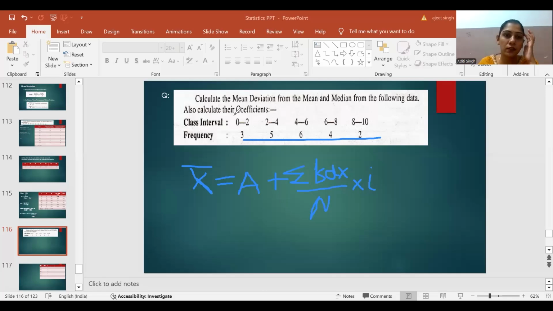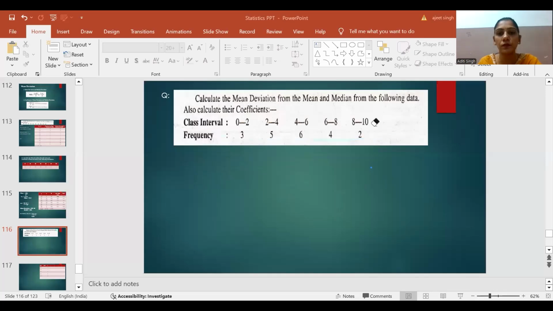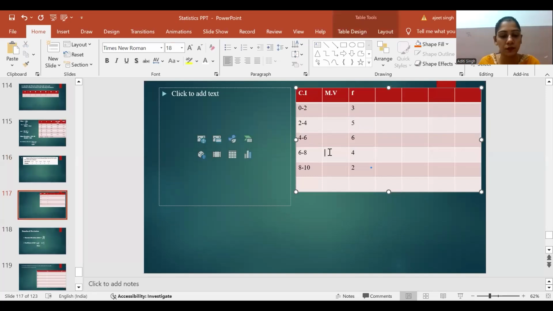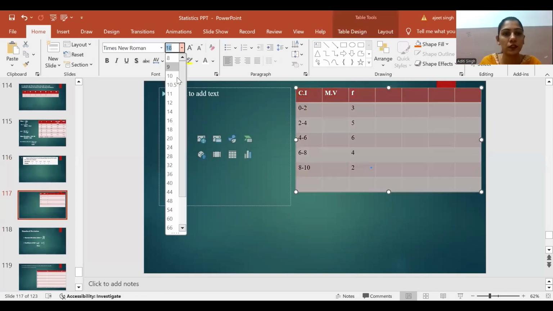So now let's solve this question first. Let me remove this formula. So let's start with this question. Okay, this is the question.